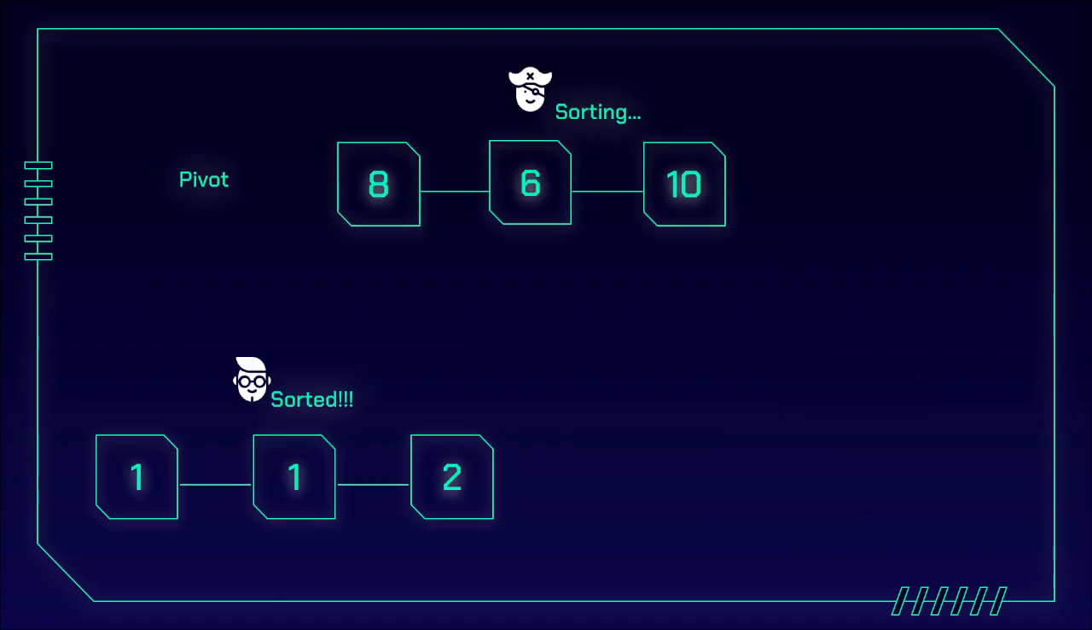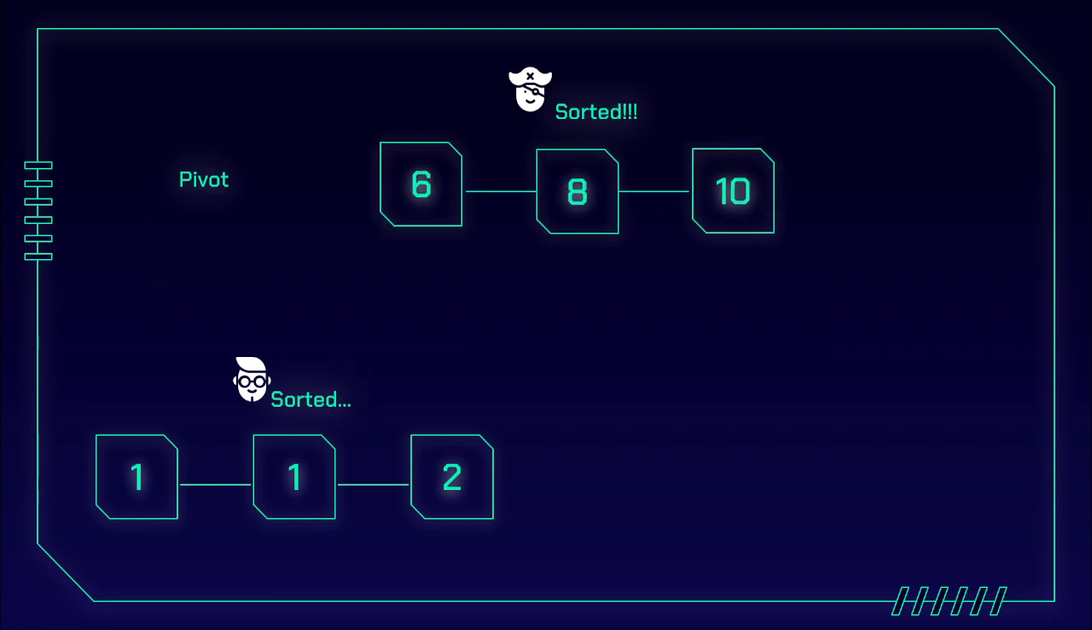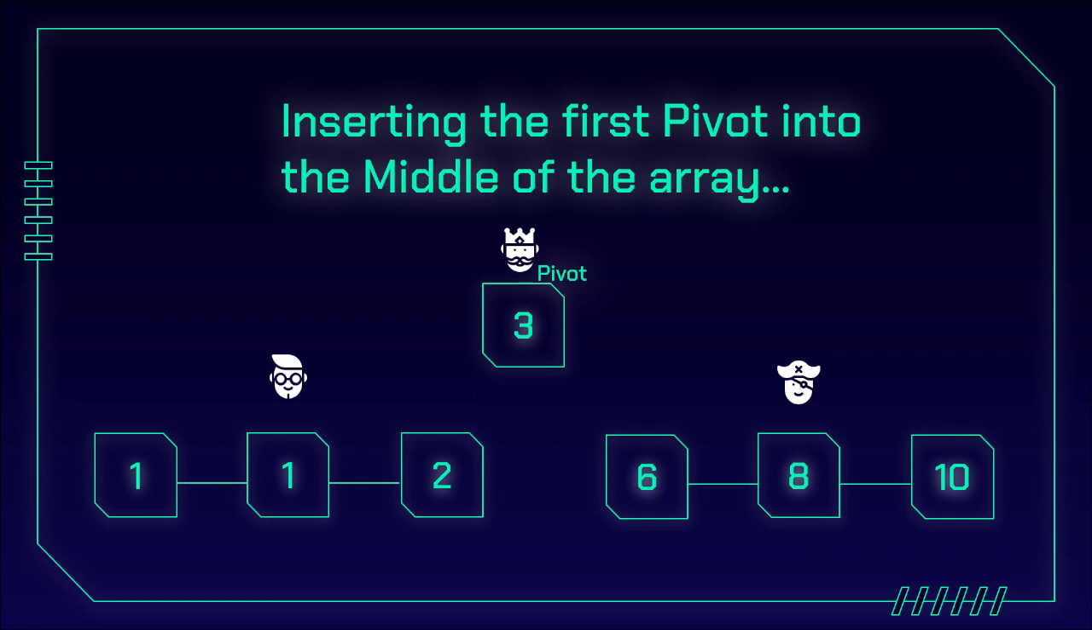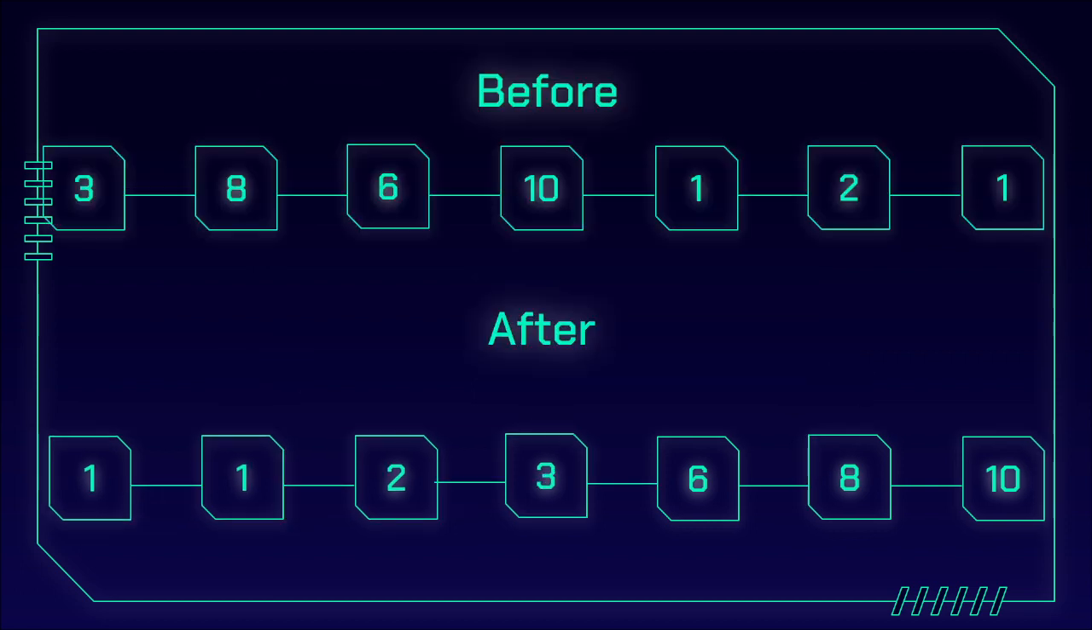Now the right array: it took 8 as a pivot and tried to sort the same way. But it's already sorted so nothing happens, and it appends the pivot in the middle of the array. Now after sorting the subarrays, let's combine them by inserting the first pivot into the middle of the two subarrays. Now this is how it looks after the sorting.